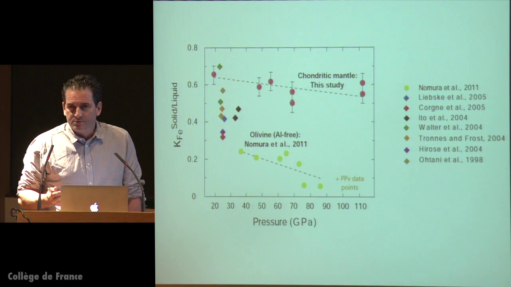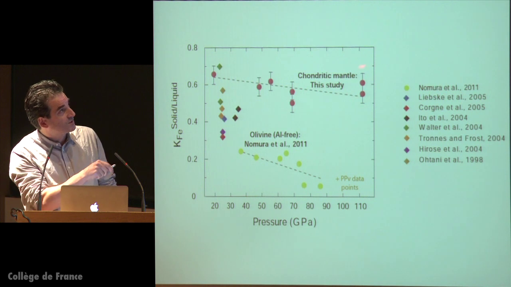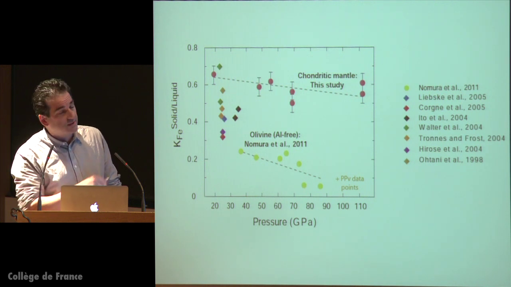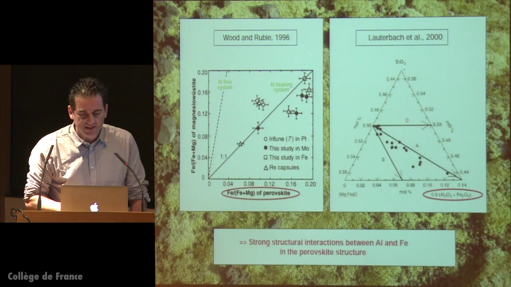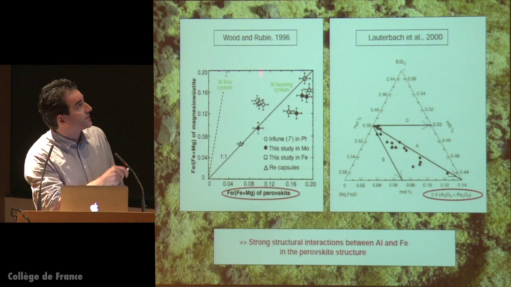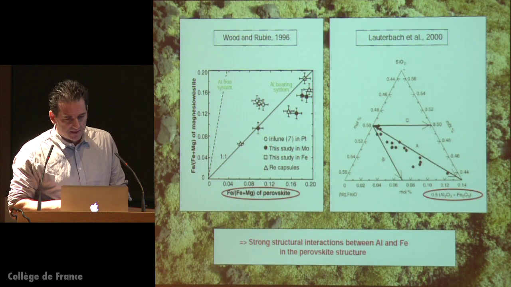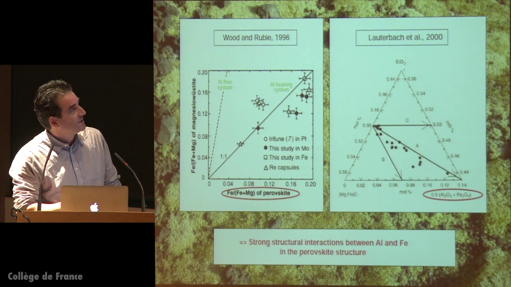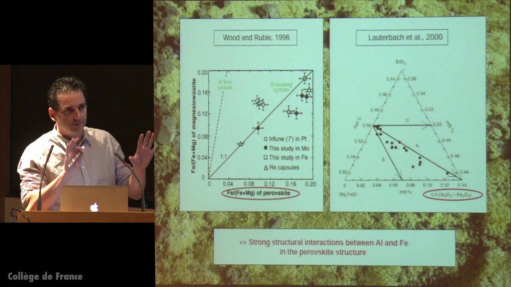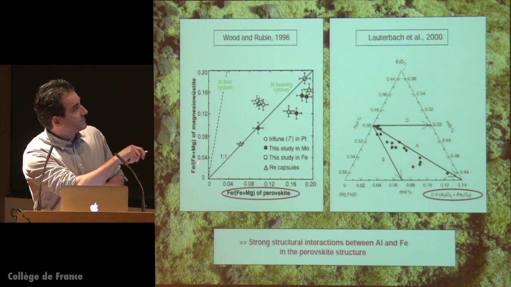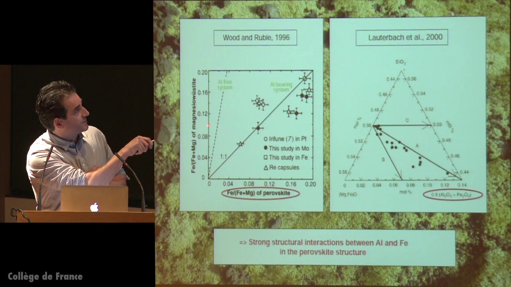There are different things we can explore to try to find a difference. One is the sample composition. We use a chondritic glass, so it contains all the elements, especially aluminum, and they used olivine, which is Al-free. And this has been shown a long time ago in Bayreuth, even if Wood was not necessarily in Bayreuth, but he did his experiments there. They show here an experiment for partitioning of the iron between the ferropericlase and the perovskite, for the same amount of iron in the ferropericlase, let's say 10%.